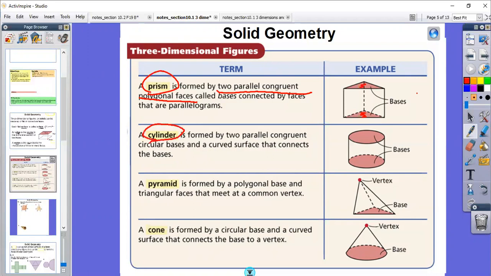A cylinder means that that base is going to be a circle instead of a polygon. Okay, and then we're going to have a curved surface around that. And then a pyramid means those faces are not going to be parallel to each other, but we have a base that's a polygon, and then surfaces from those edges connect into a single vertex. And then we have a cone, which means the base is a circle, and then that is connected to a curved surface that meets at a vertex.